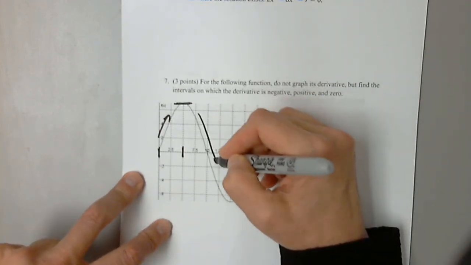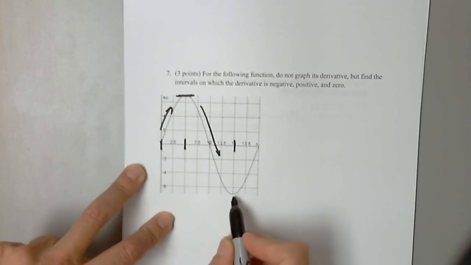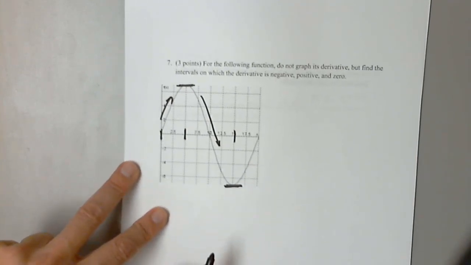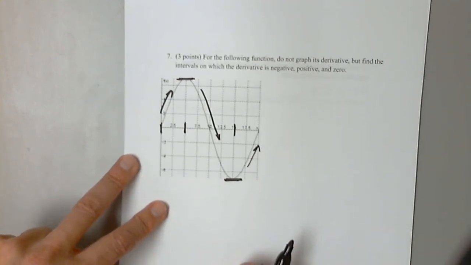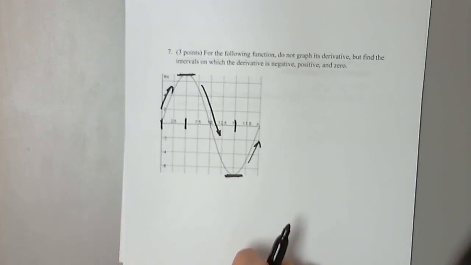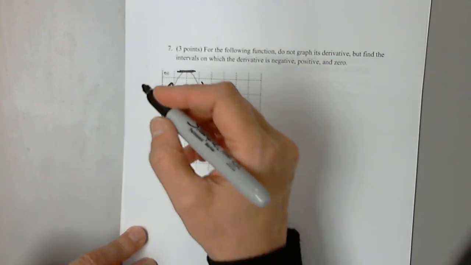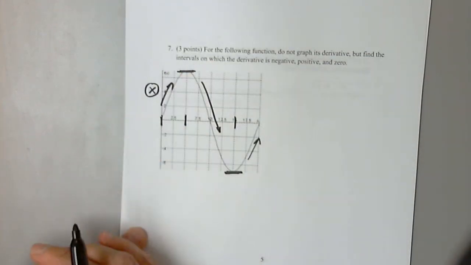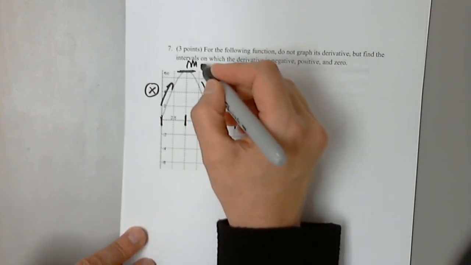Then the function starts decreasing between these 2 points where it has another turn and the tangent has a slope of 0 as well. And then it starts increasing. Remember, the derivative gives us the slope of the tangent line. So when the function is increasing, the slope of the tangent line is positive. When the function has a turn, either max or min, the slope is 0.